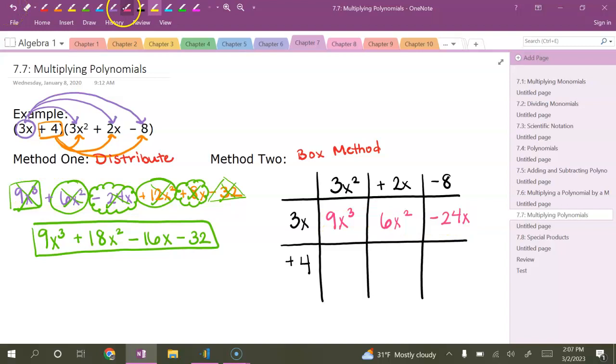So now I'm going to do that on the bottom here. 4 times 3x squared is 12x squared. 4 times 2x is 8x, and 4 times a negative 8 is negative 32.